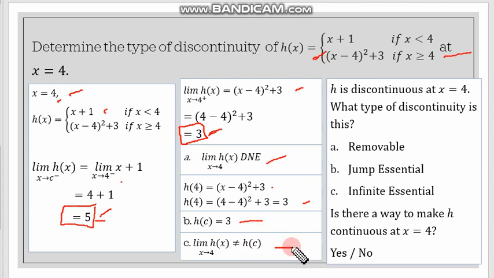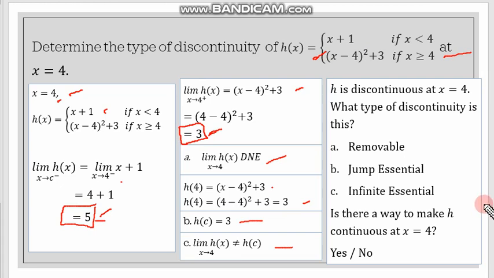Now for the third condition, the limit of the function is not equal to h of c. So this is not continuous at x is equal to 4. So the function h is discontinuous at x is equal to 4. The question is, what type of discontinuity is this? A. Removable. B. Jump essential. C. Infinite essential.